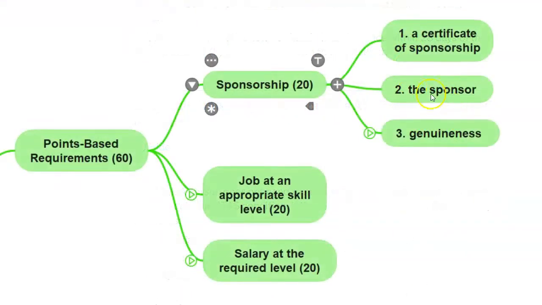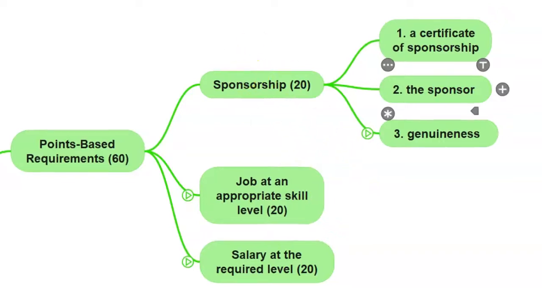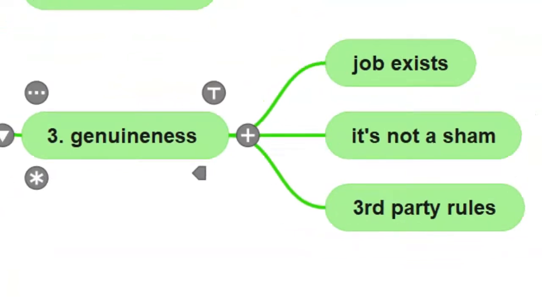Secondly, there are certain requirements which the sponsors will need to meet. They have to be rated, and they have to be registered and licensed and authorized by the Home Office to sponsor a graduate trainee. And the final element of the sponsorship requirement is the genuineness requirement. So the sponsor has to show that the job exists and there is a genuine need for you to do this job. It's not a sham job. So in other words, it was not created purely to enable you to enter the UK and to get a visa in this category. And also the sponsor meets the third-party rules.